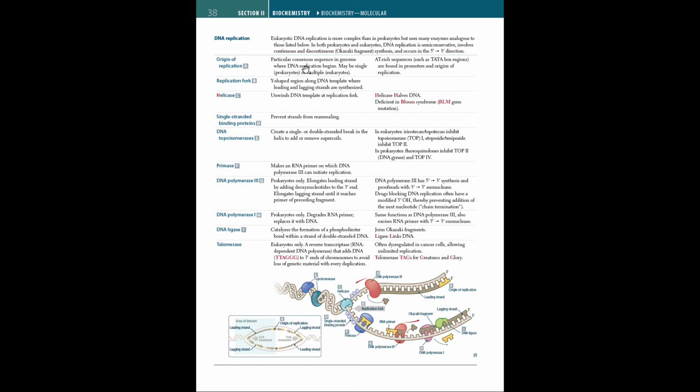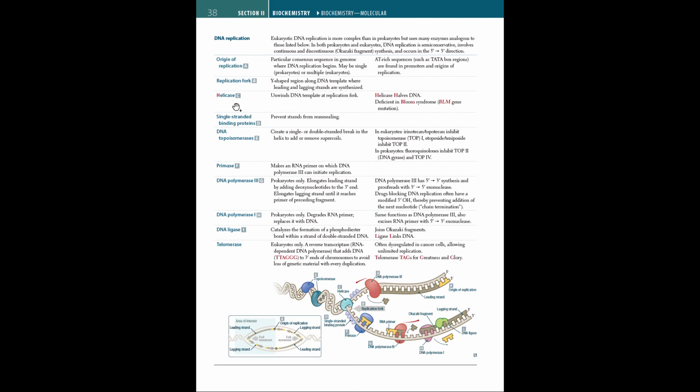Origin of replication: a particular consensus sequence in the genome where DNA replication begins. It may be single, as in prokaryotes, or multiple, as in eukaryotes. AT-rich sequences, adenine and thymine-rich, such as the TATA box region, are found in promoters and the origin of replication. Replication fork, which is over here, see replication fork. It is a Y-shaped region along the DNA template where leading and lagging strands are synthesized.